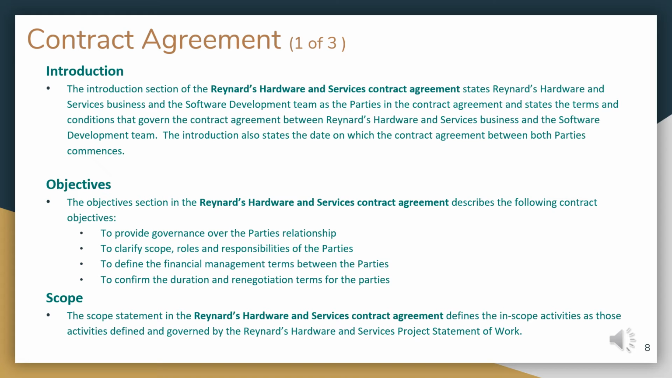The objectives section describes the objectives for Reynard's Hardware and Services contract, and those are to provide governance over the parties' relationship, to clarify scope, roles, and responsibilities of the parties, to define the financial management terms between the parties, and to confirm the duration and renegotiation terms for the parties. Finally, the scope section describes the in-scope activities as those activities defined and governed by the Reynard's Hardware and Services Project Statement of Work.